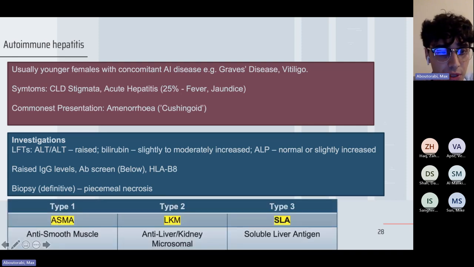So the antibodies you want to look at, the most common one is type 1, and it's called anti-smooth muscle. This is definitely one you want to know before you go into your AKTs, because it's the most common one for autoimmune hepatitis, and it's the most common presentation. Then you've also got type 2 and type 3, which are anti-liver kidney microsomal antibodies and soluble liver antigen. These tend to be more rare, so I wouldn't worry about them as much, but definitely know them going into your AKTs.